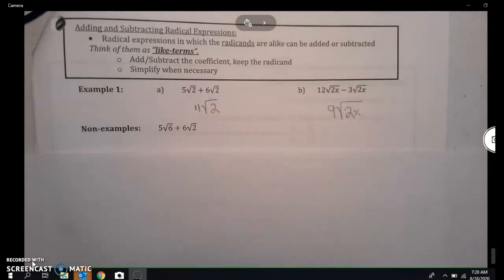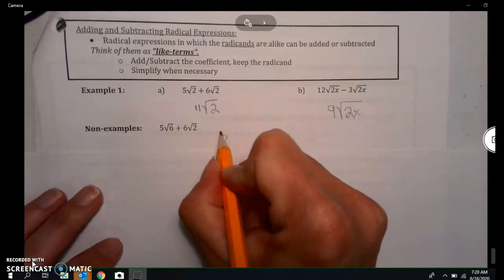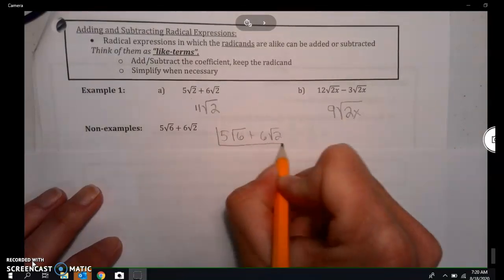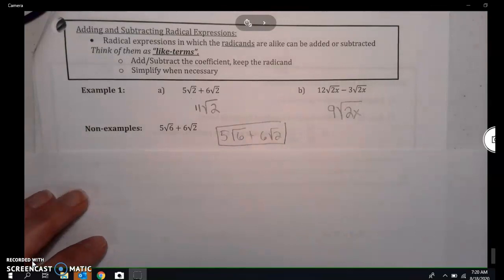Now here's an example, or a non-example, I guess I would say. 5 rad 6 plus 6 rad 2. This cannot be simplified. You can't break 6 down. The radicands are not the same. So that would be an example where you would just leave it. So let's say I gave you a question like this on a test. Your answer would just be 5 rad 6 plus 6 rad 2. You would show me that it cannot be simplified.